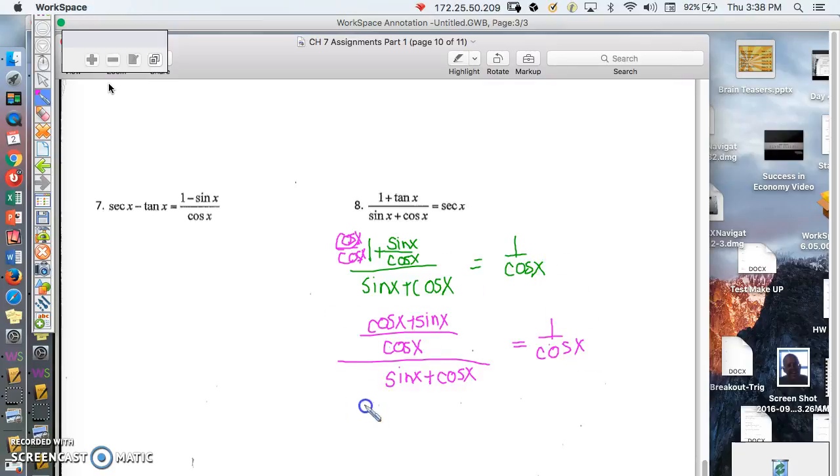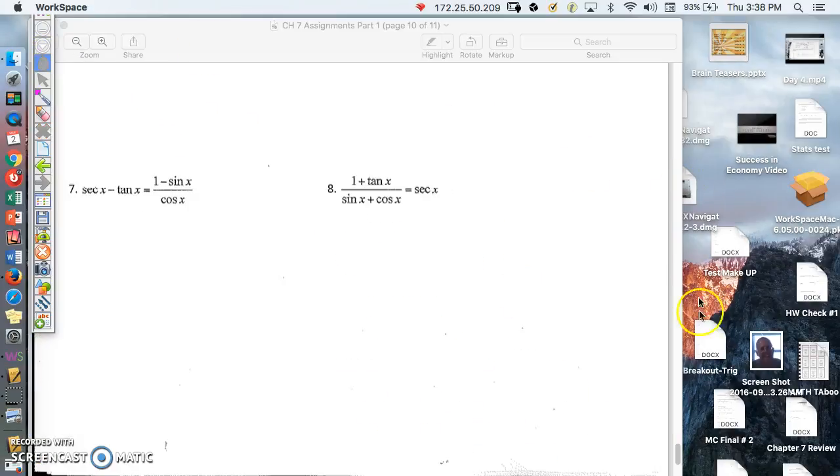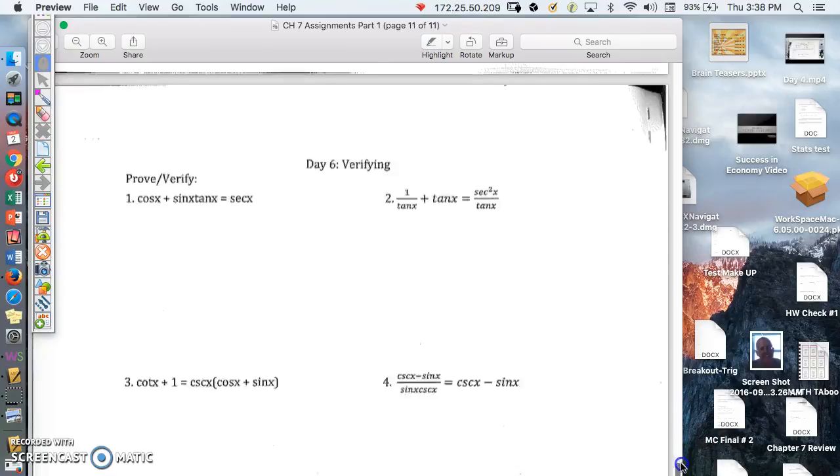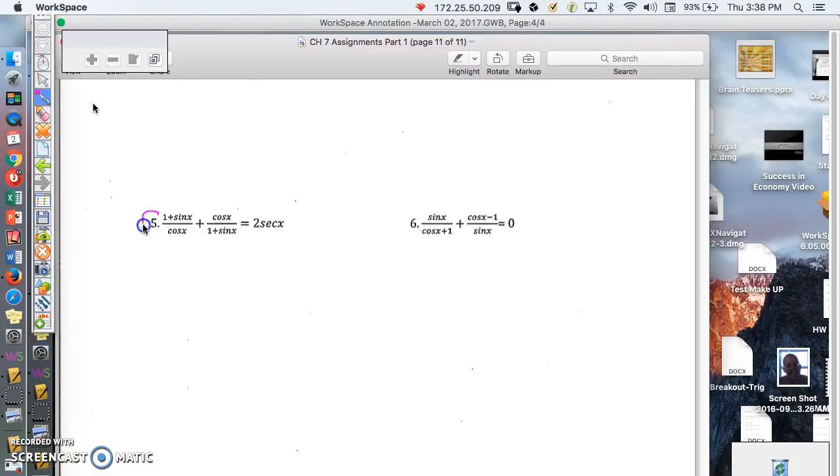And then again, we're going to multiply by the reciprocal. So cosine x plus sine of x over the cosine x times 1 over sine of x plus cosine x equals 1 over the cosine of x. So 1 over the cosine of x equals 1 over the cosine of x. And then we're going to take a look at a couple from the second day. So I know for sure we're going to take a look at 5. This is a tricky one here, number 5.